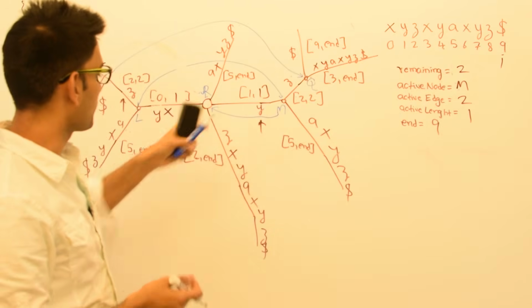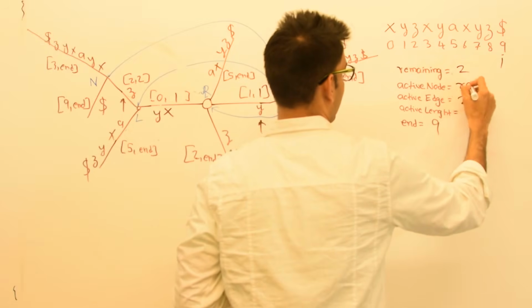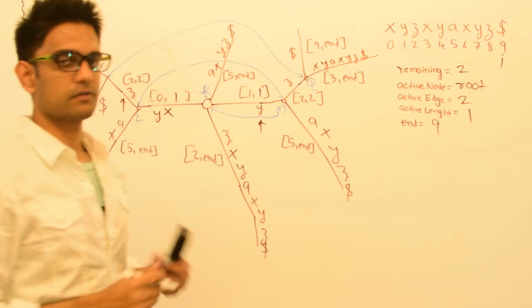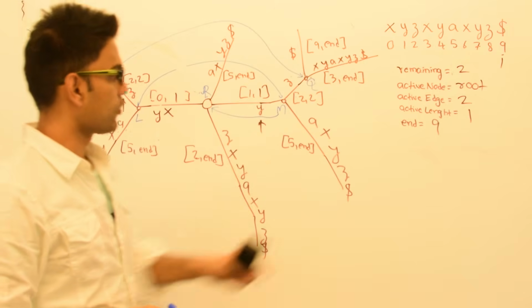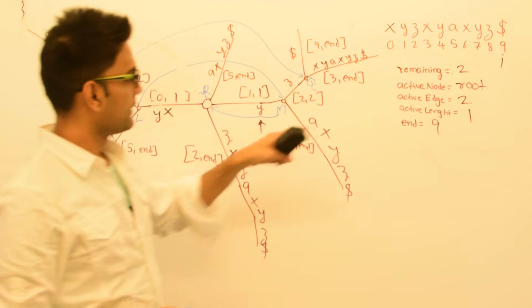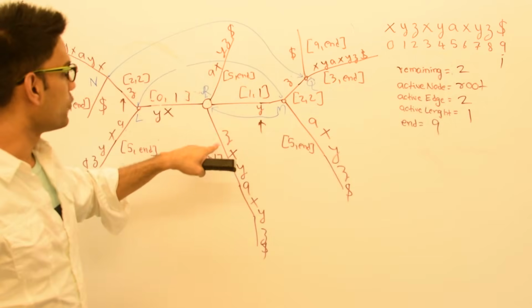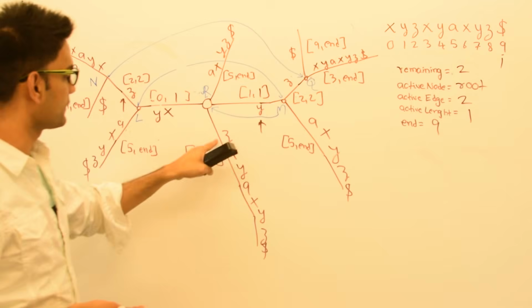So the suffix link of M is root. So active node now becomes root. And since the active node was not root before, we do not change active edge and active length. So we go to root, then we move in the direction of 2, which is Z, and we move 1 in the direction of Z. So we reach this point.